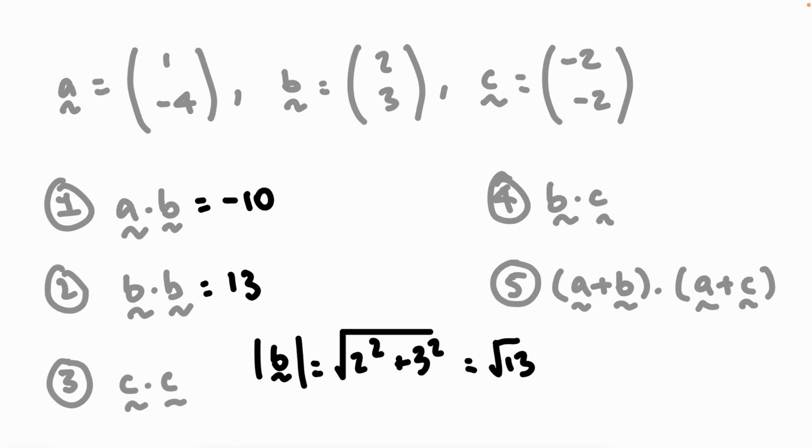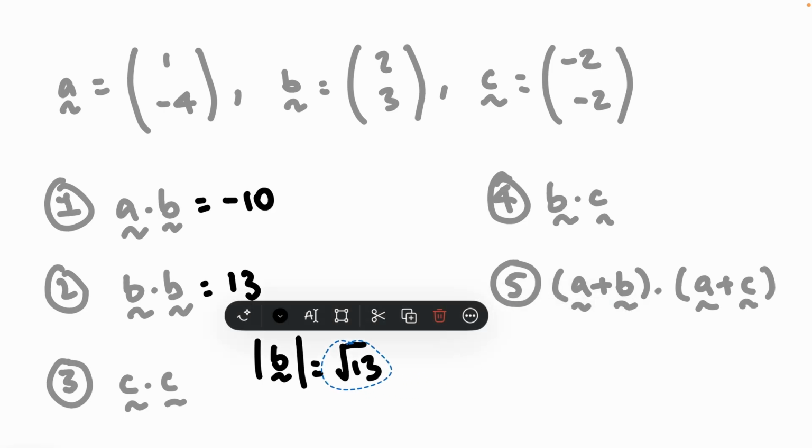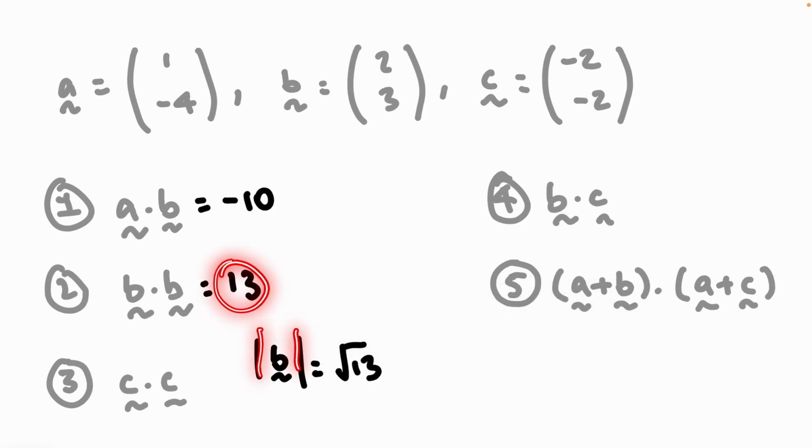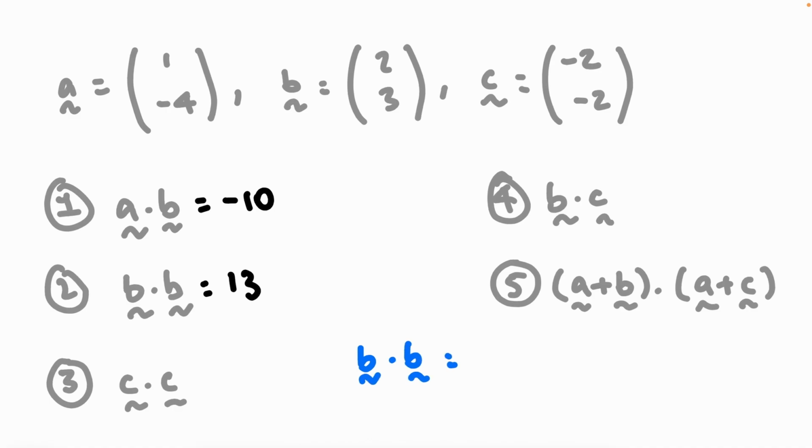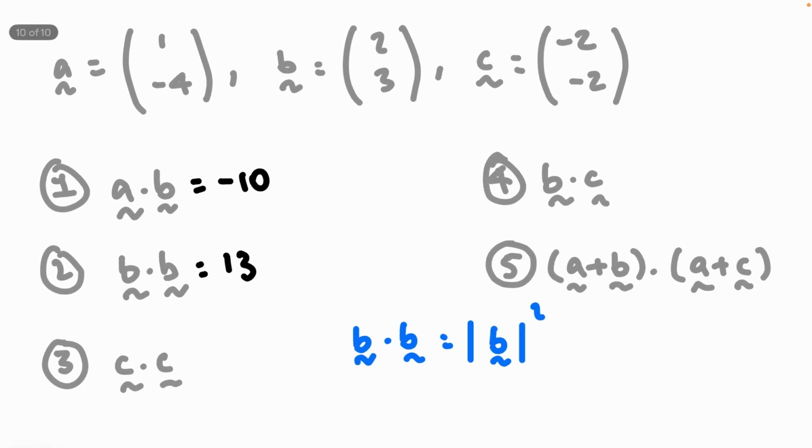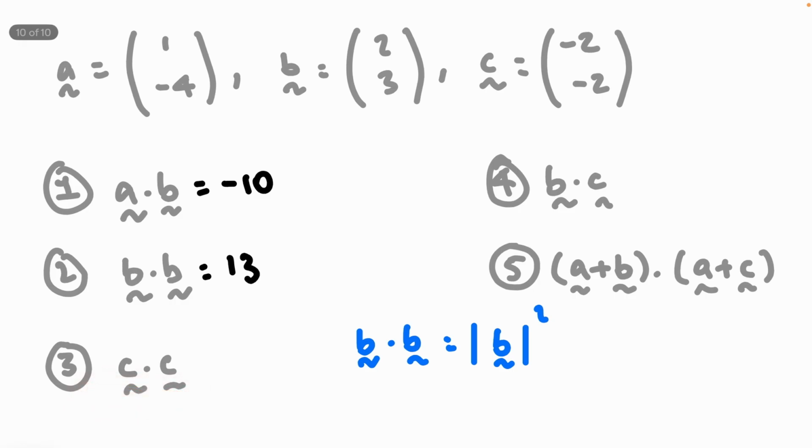And you notice that if we look at the dot product and the magnitude, the dot product is simply the magnitude squared. So that seems to imply there is a relationship, and the relationship is that a vector dotted with itself is simply equal to the magnitude of that vector squared.